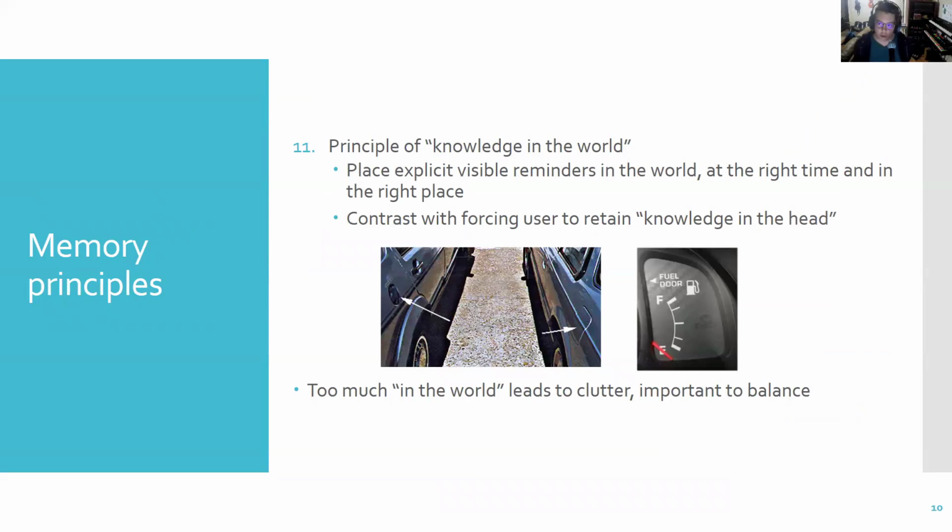All right, home stretch here. The last 3 were the attention-based principles. And then the final 3 here are memory principles. So, how human memory works.